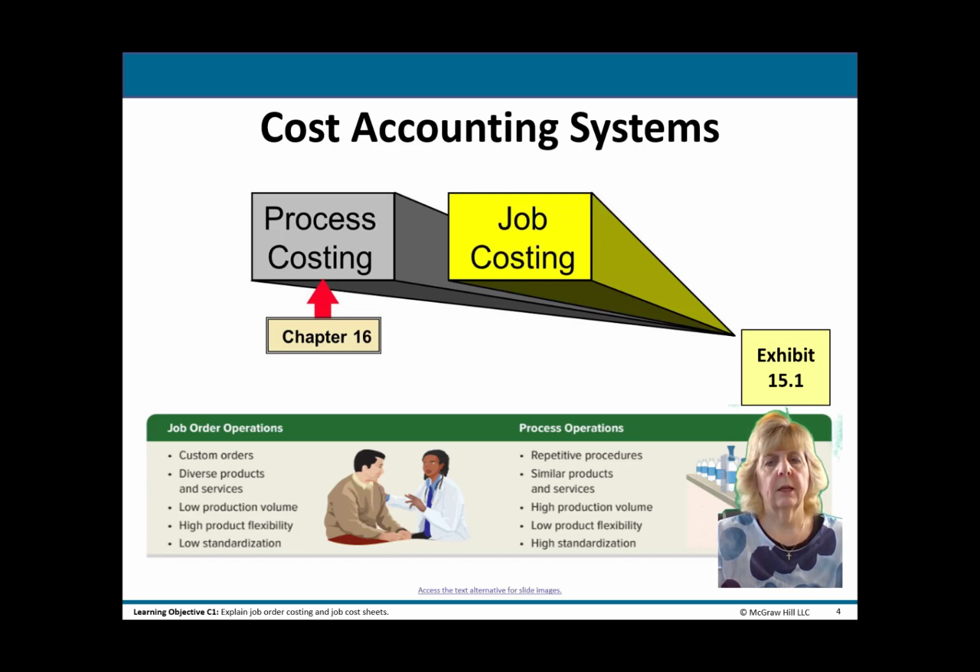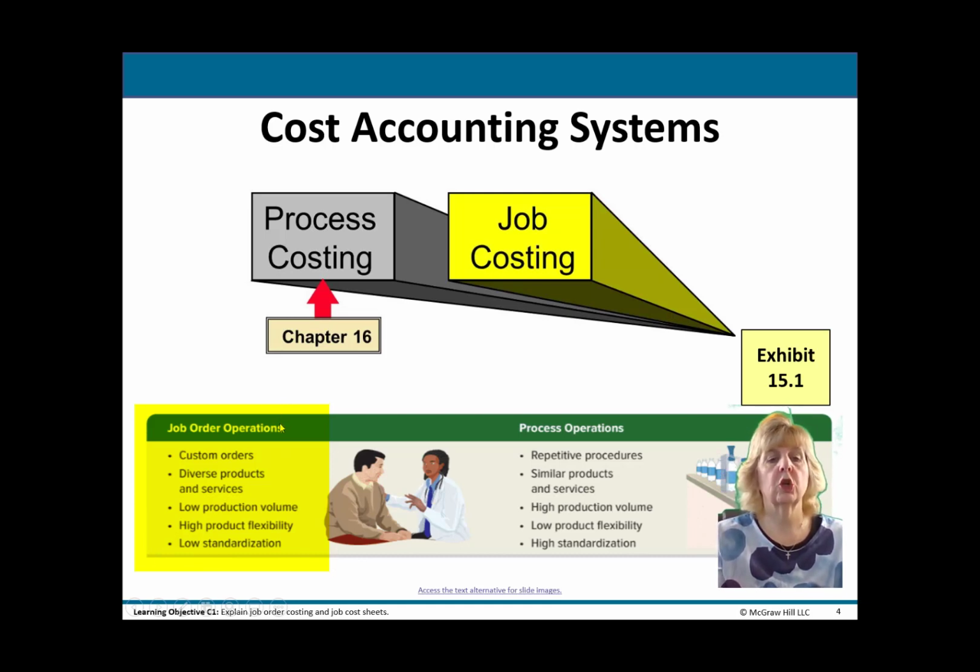Process costing is chapter 16. What we're speaking about in this chapter is job order costing. The author did kind of a funny thing here. He put the job order costing visual on the right-hand side of your screen, but he put the characteristics on the left-hand side, which is kind of confusing. So make sure you take note of that.